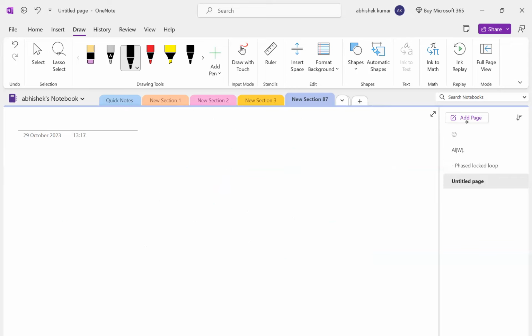So let's see the example circuit. Do you have any doubt till now? No. Okay.